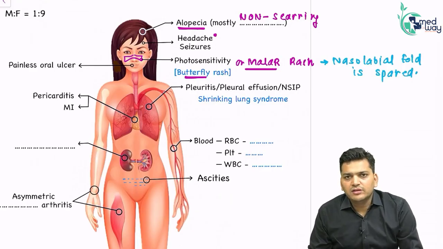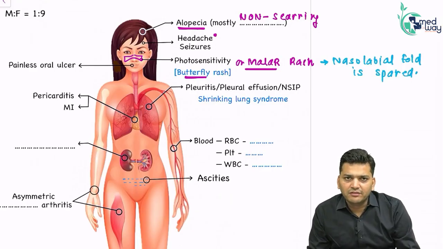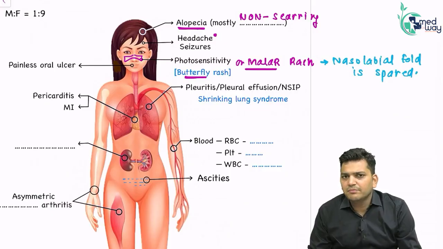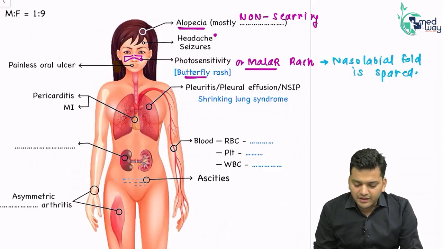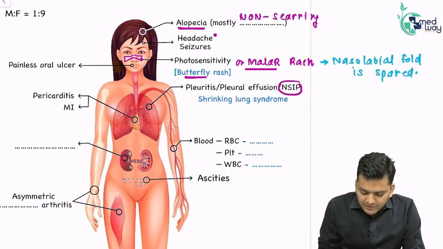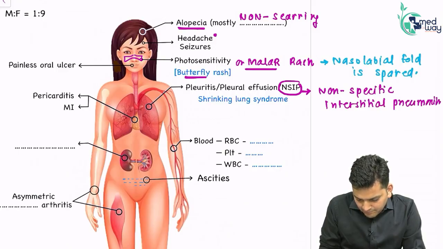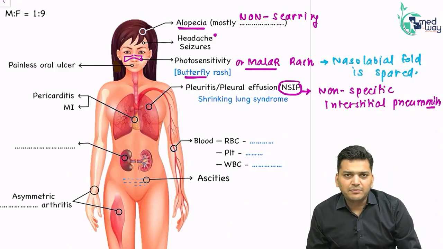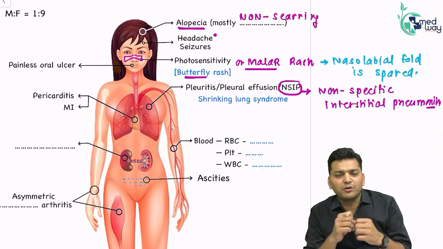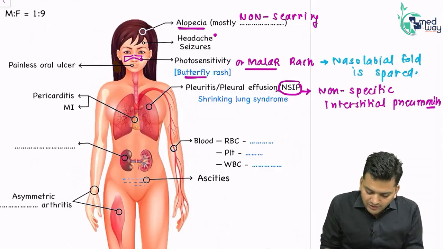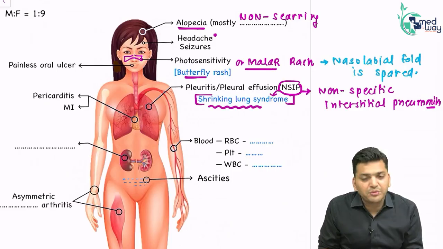These antibodies can involve the lungs, which is very common. They are going to attack the cover, that is pleuritis, and there can be pleural effusion, or in fact the lung parenchyma can be involved, which can lead to NSIP. NSIP stands for non-specific interstitial pneumonitis, a type of interstitial lung disease. Because of this NSIP, slowly the size of the lungs is going to shrink because there is going to be fibrosis. So this is also referred to as the shrinking lung syndrome. In SLE, the size of the lungs is reduced because of the fibrosis.